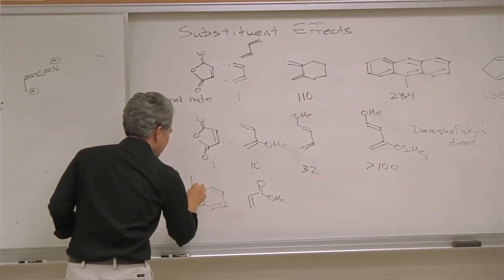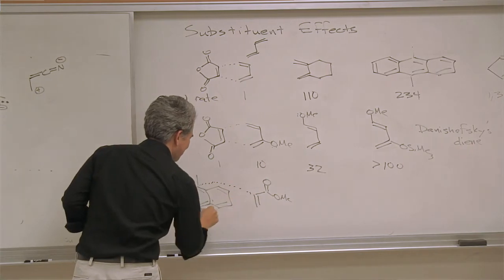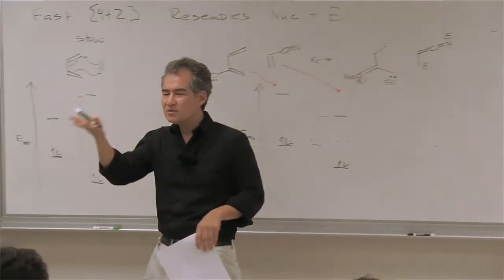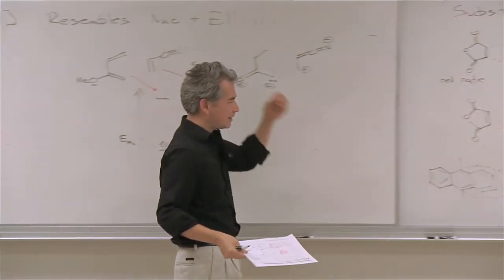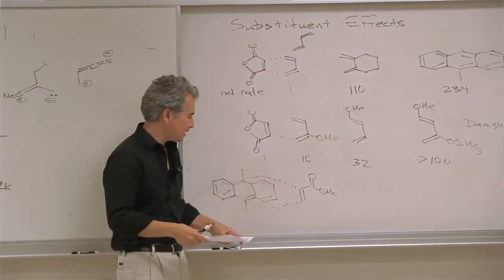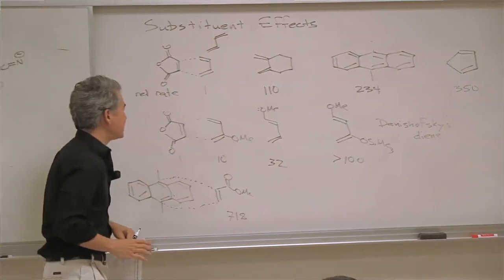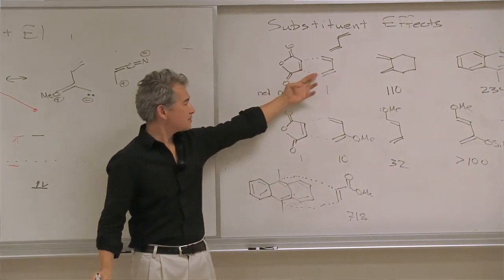So how do I draw these? I'm sorry for the curved lines. I'm just trying to show you the connectivity there. So when you do Diels-Alder reactions with this dimethylanthracene and this methyl acrylate, it's 718 times faster than just this simple system.